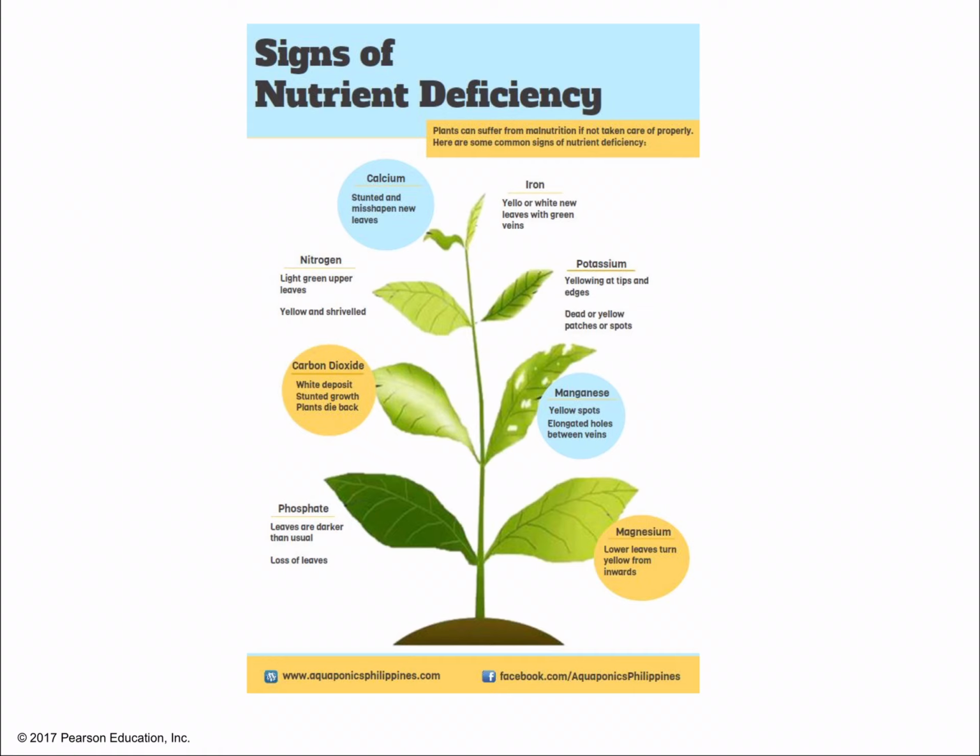Here's a good figure as well that shows you what it looks like when plants are lacking in some of these essential nutrients. If you have a garden, you notice things that are happening. A lot of times if you see yellow leaves that are slanting inward, it means the plant is deficient in magnesium. If it's deficient in phosphate, the leaves can be darker than usual. Deficient in carbon dioxide, a white deposit, stunted growth, plants dying back, right? All these things are going to limit the plant's ability to do photosynthesis in some cases, especially with carbon dioxide, but in other cases to do all of its other functions as well.